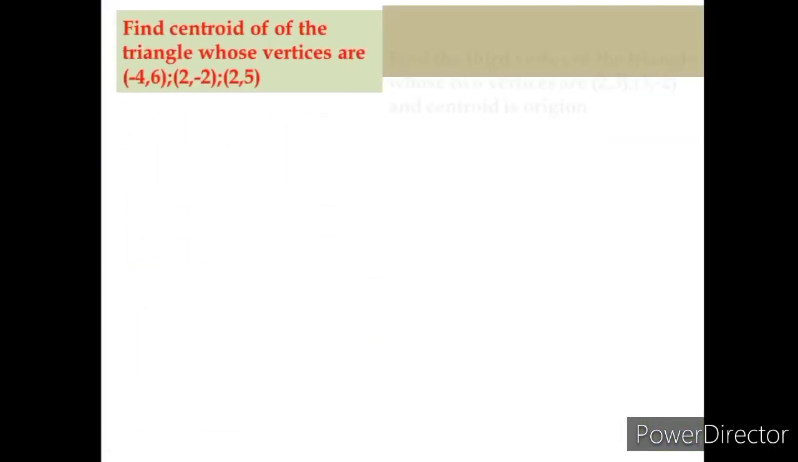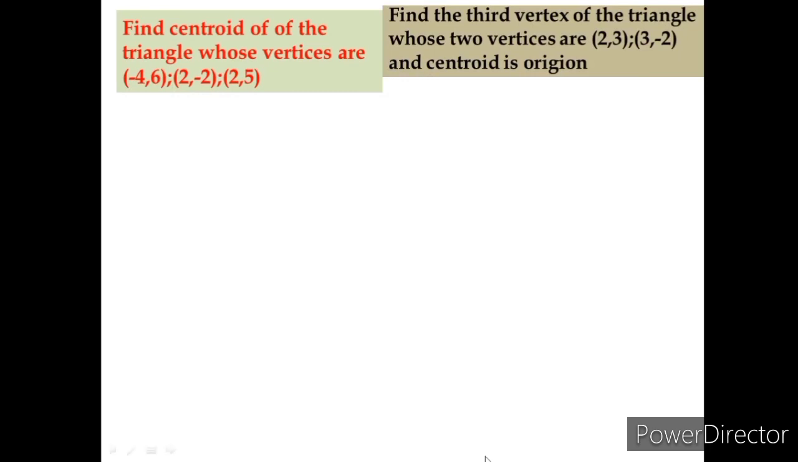Okay, shall we move to the other problem? Here the problems are like that. Find the centroid of the triangle. Here the concept is centroid. You see here, find the third vertex of the triangle whose two vertices are given and the centroid is the origin. What is the difference between these two? You see, here you have the three vertices of a triangle, but here you have only two vertices of a triangle. That means you have to find the third vertex, isn't it? So this is a direct problem and this is an indirect problem. Why did I declare it an indirect problem?